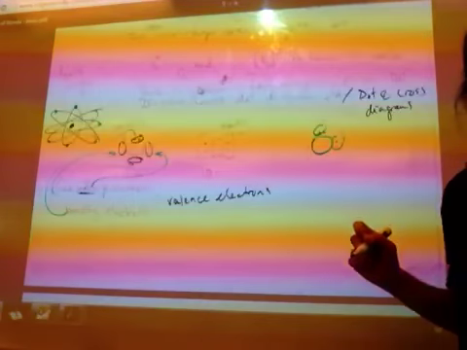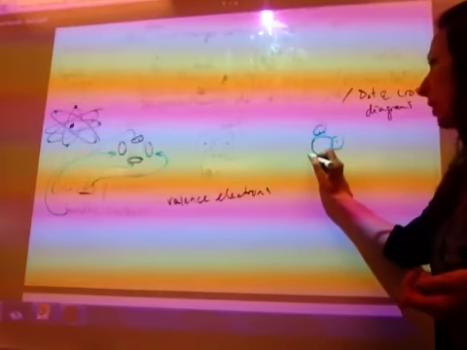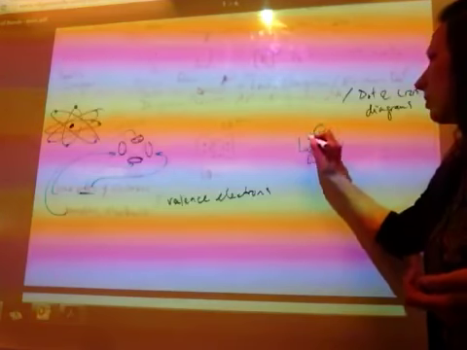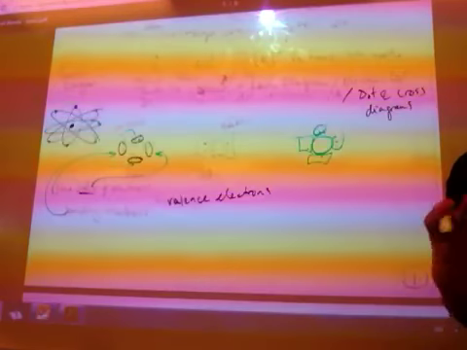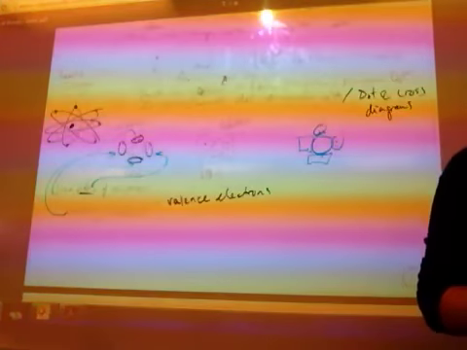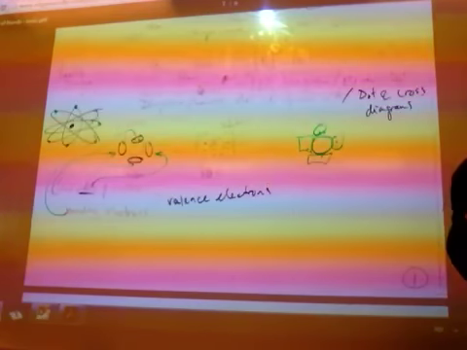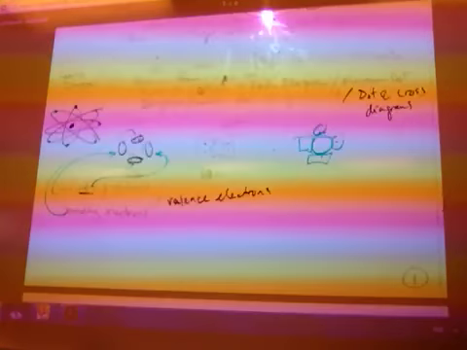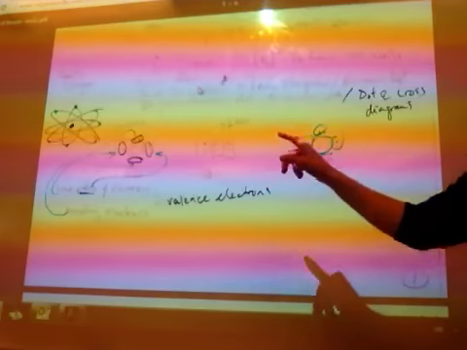To put a square around the bonding electrons. Do you get it? That's more the type of exercise I would have you do. Yes? Why do those two, the two bonding ones, not pair up?